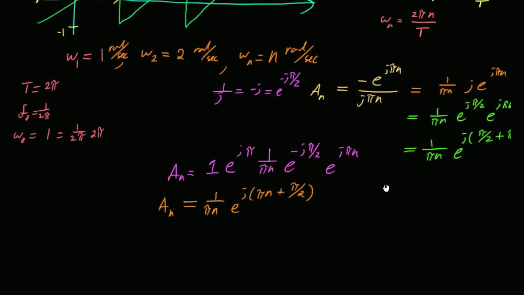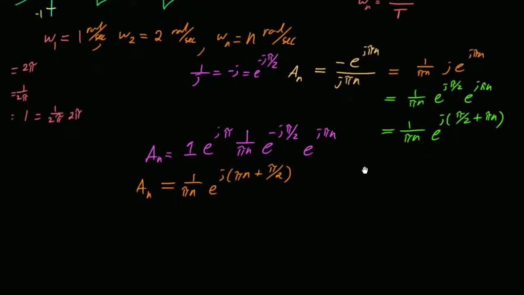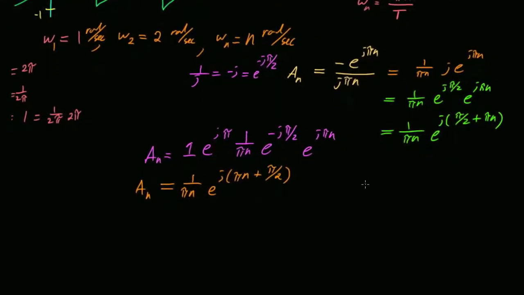Isn't that where if it wasn't negative, it would matter, because then the j pi n cancel? No, it wouldn't make a difference. If this was minus, it would be minus pi n plus pi over 2. It would still give you the same thing.